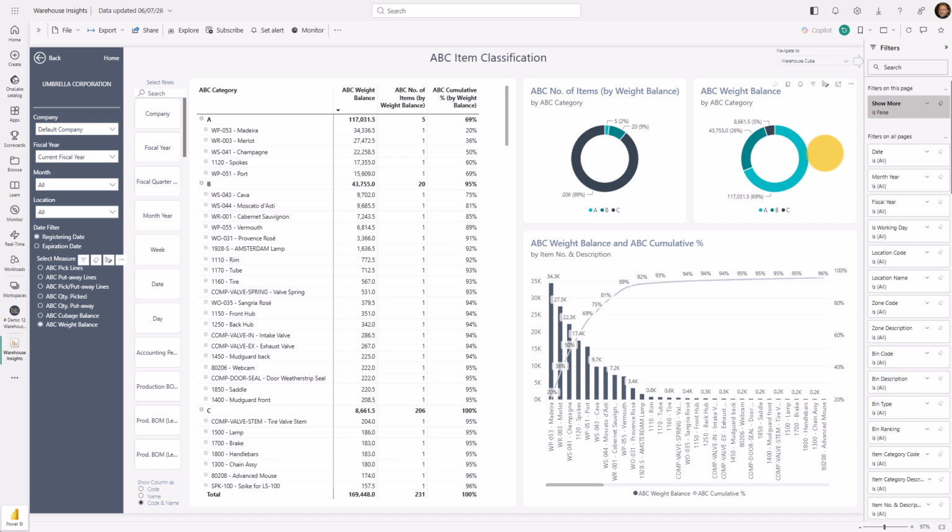You can classify by quantity handled, by put away lines, by weight, whichever decision you're making. ABC analysis helps you focus your time, space, and resources where they'll have the biggest operational impact.